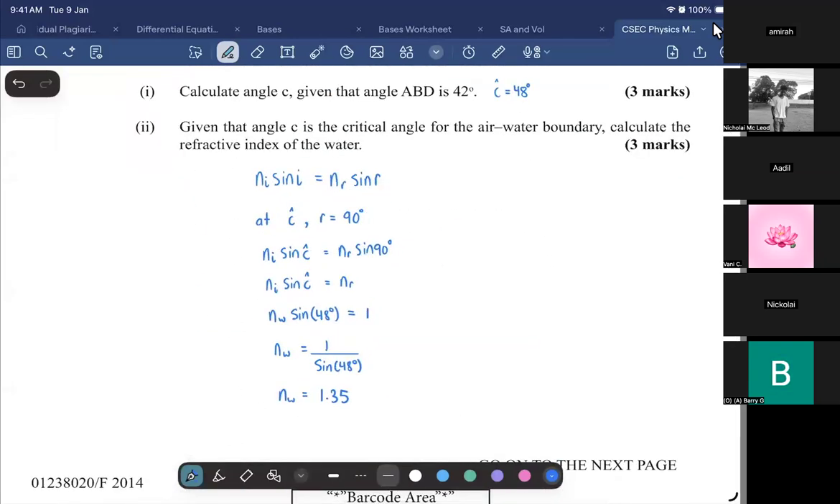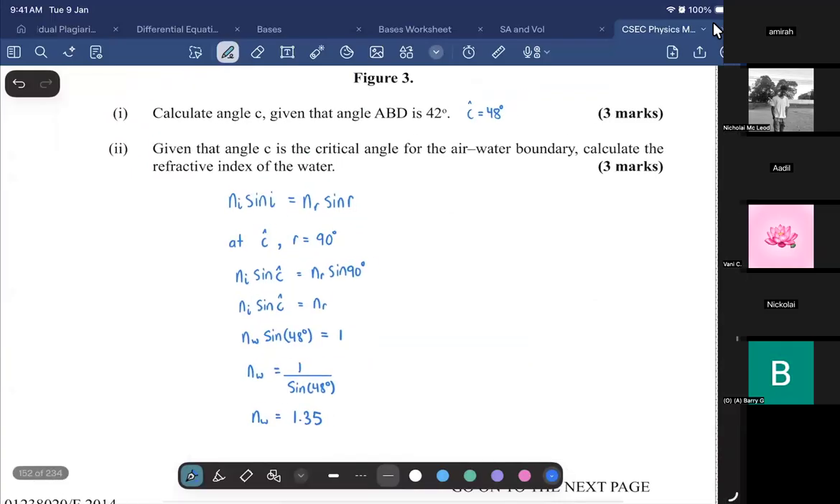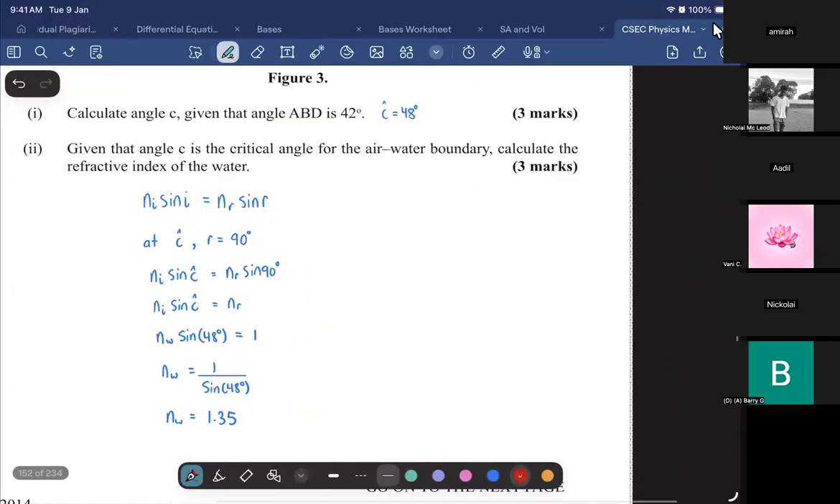Now this is a long way to do it if you forget the other formula which I'm about to show you. But there's another formula, which is just n is equal to 1 all over sine c, where c is the critical angle.